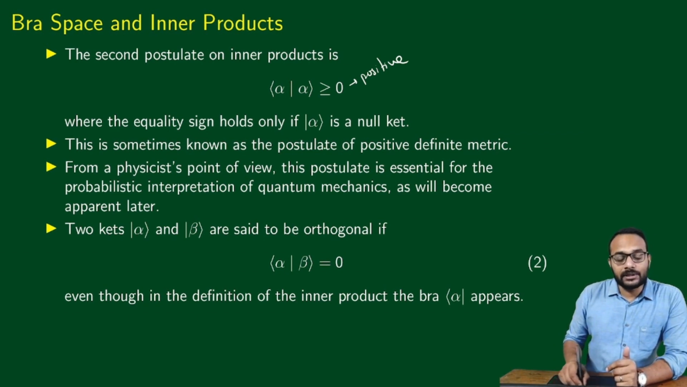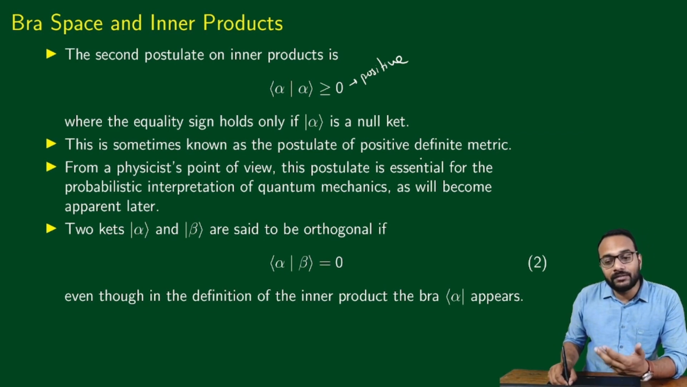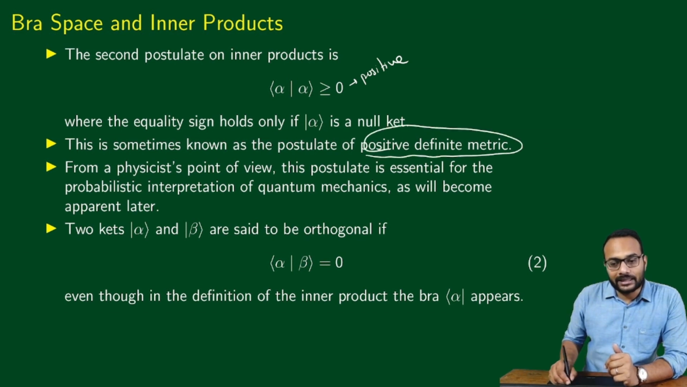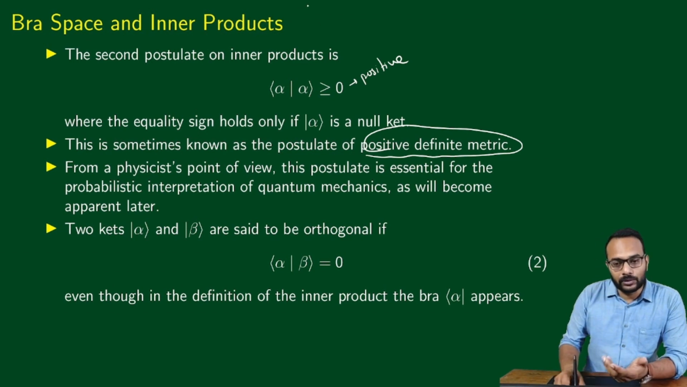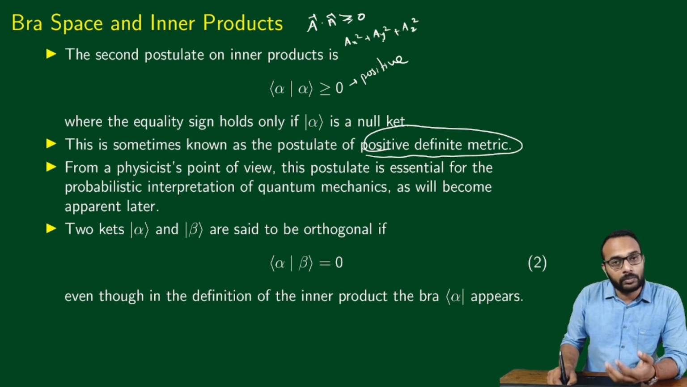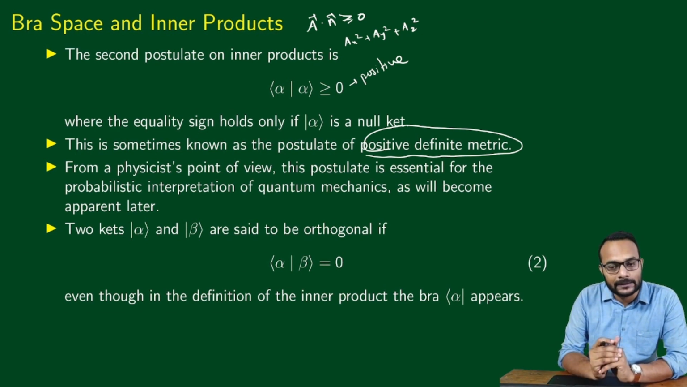Now, this is sometimes known as the postulate of positive definite metric. So we say that the metric is positive definite. And I think we are already familiar with a positive definite metric. If you have a vector dot a vector, we know that it is greater than or equal to 0 in the case of Euclidean vector space. This we already know because this is ax square plus ay square plus az square. So if all the components are not equal to 0, this is clearly positive because it's a sum of squares.